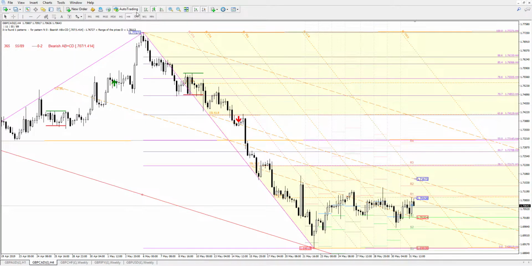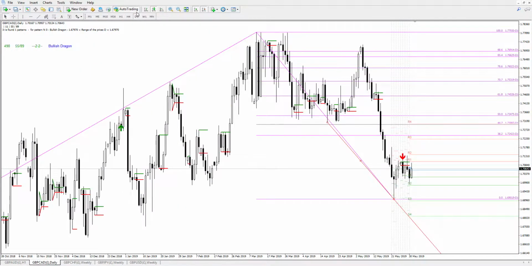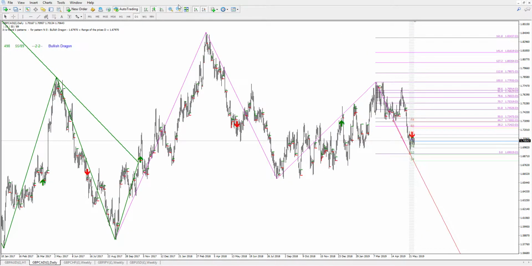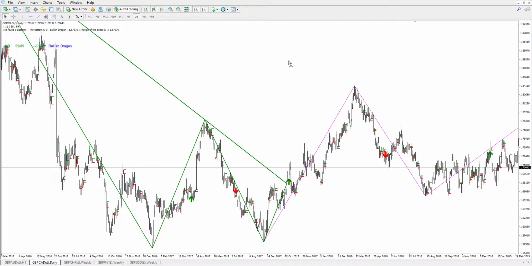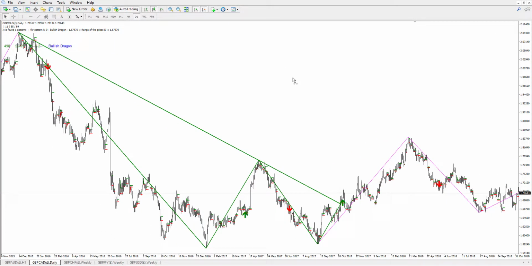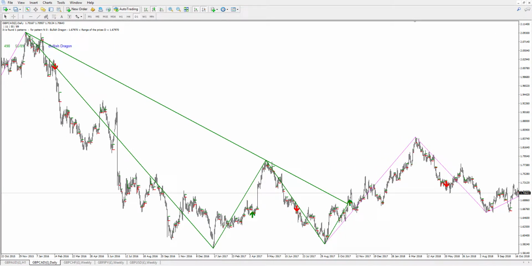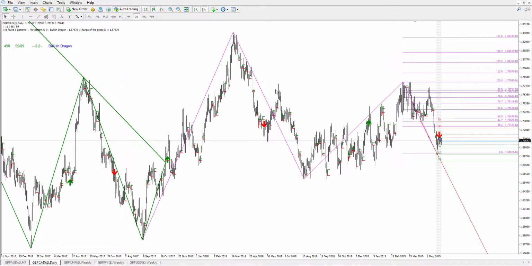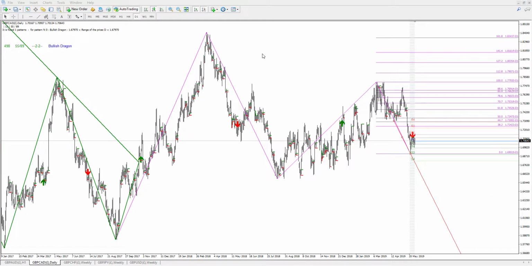Daily. It's a bullish dragon on the daily. That's what that looks like. It's absolutely huge. It starts all the way back in 2016. Change the inside bar to monthly.